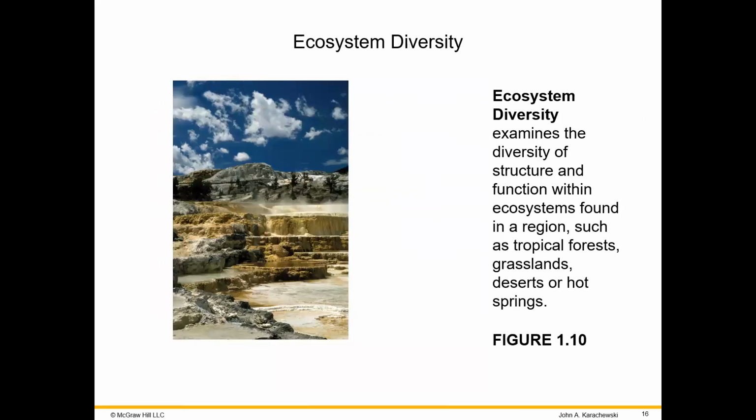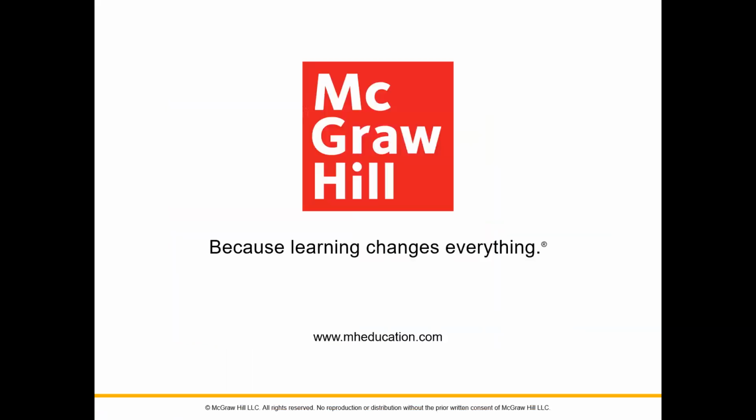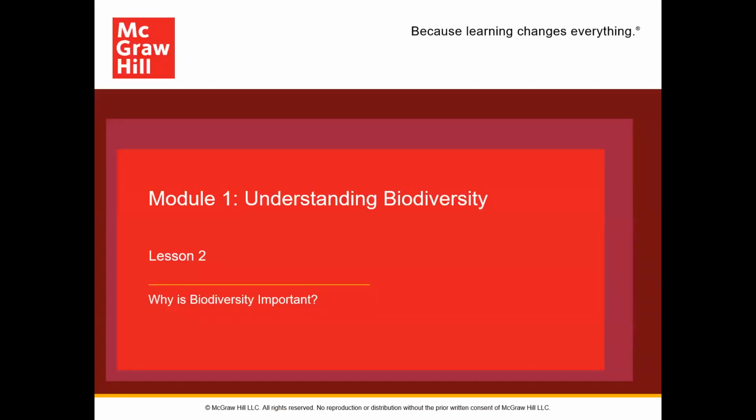Ecosystem diversity examines the diversity and structure within ecosystems found in a region, such as tropical forests, grassland, deserts, or hot springs. So understanding how a landscape, instead of just a community or a population or several populations, overall, the landscape is ecosystem diversity. So more factors come into play here. That is all for this lesson. We're going to continue to understanding biodiversity.